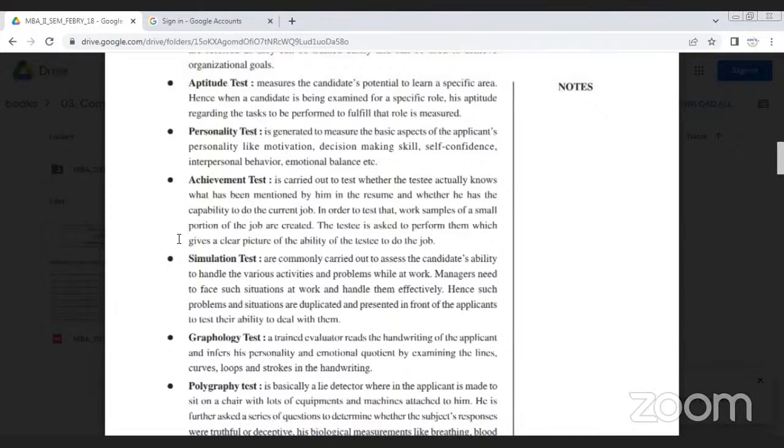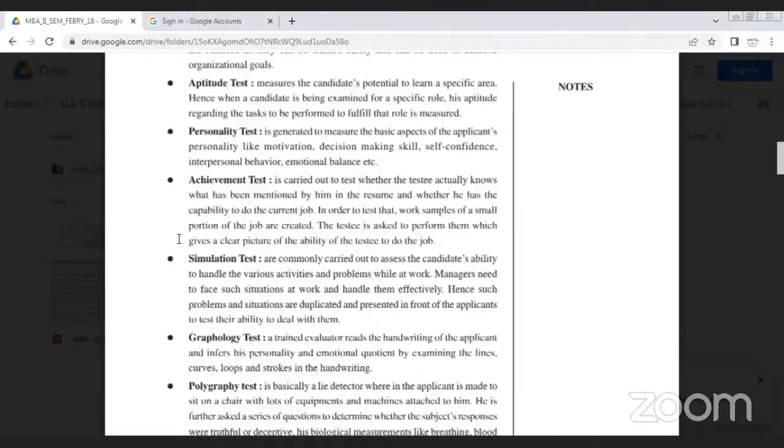The achievement test is to test whether the testee actually knows what was mentioned by him in the resume, and whether he has the capacity to do the current job. In order to test that, work samples or small portions of the job are created. The testee is asked to perform them, which gives a clear picture of the ability of the testee to do the job. Simulation tests are commonly carried out to assess the candidate's ability to handle the various activities and problems while at work. Managers need to face such situations at work and handle them effectively, when such problems and situations are duplicated and presented in front of the applicants to test their ability to deal with them.